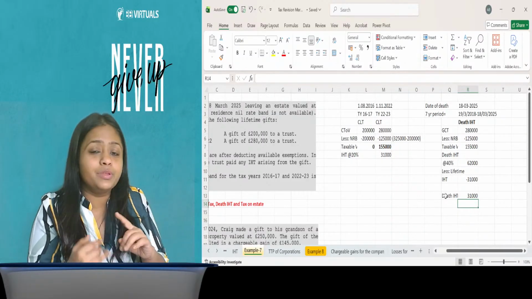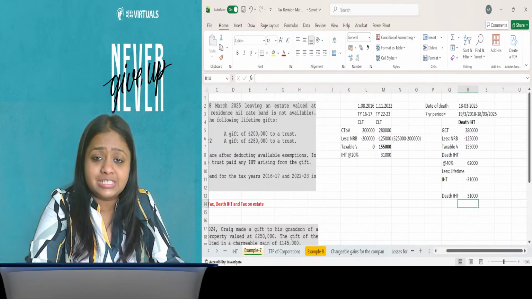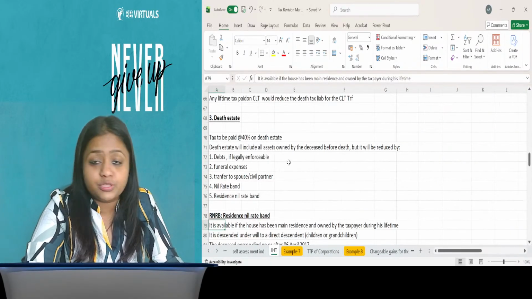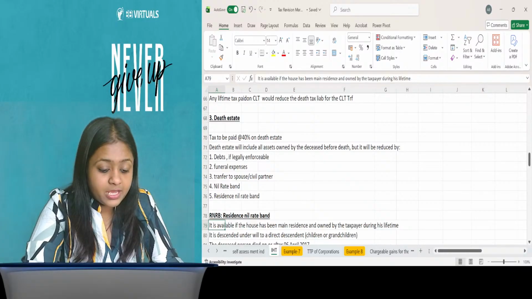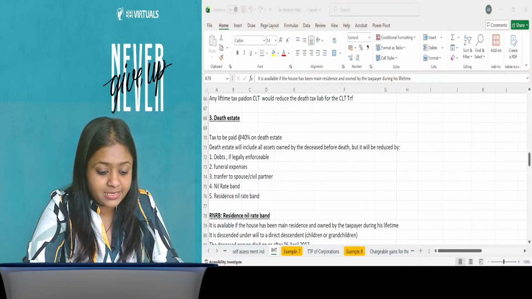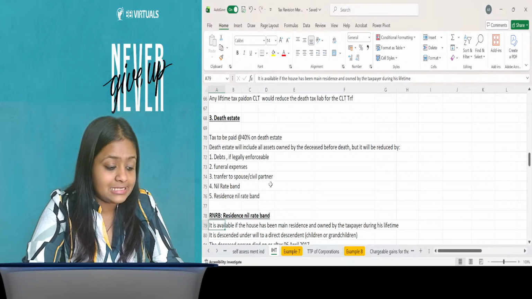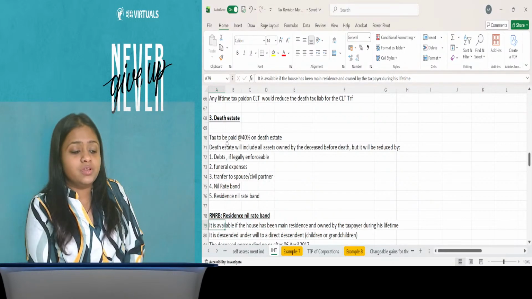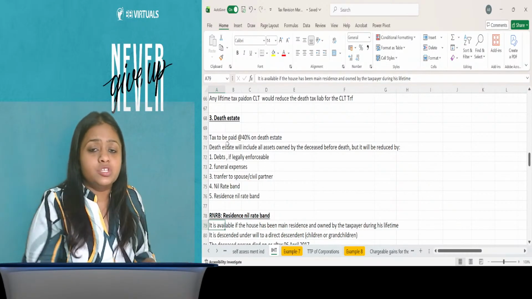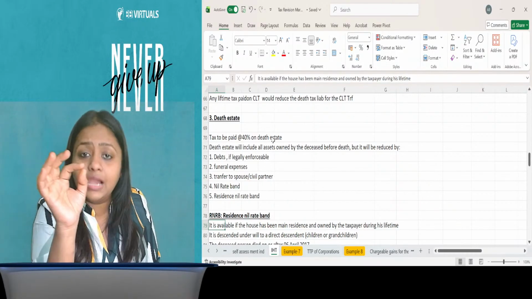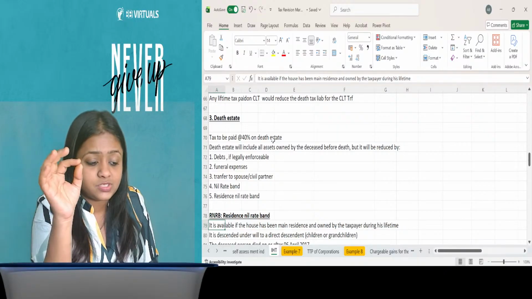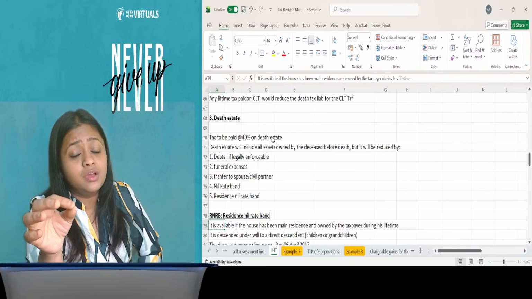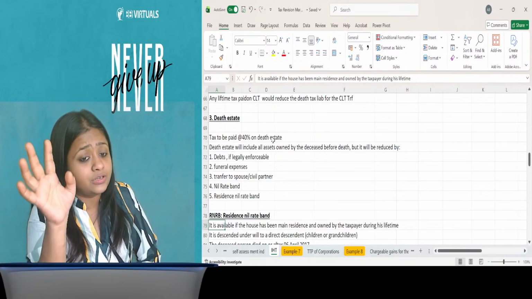So done. We are clear with lifetime IHT and death IHT. Let's understand about death estate. Then let's do 2 questions on it so that you are absolutely crystal clear on the same as well. So please look at my screen, guys. Now when we see death estate, the estate means all that the taxpayer holds. So here I've given you just a summary. Death estate will include all assets owned by the taxpayer, which is the donor, the deceased, till the date of death.